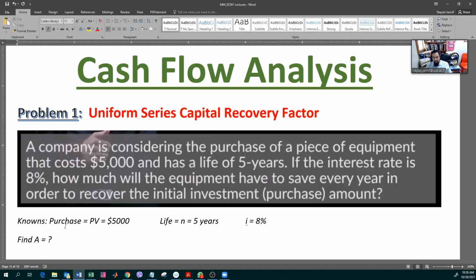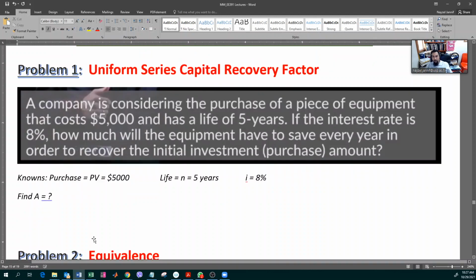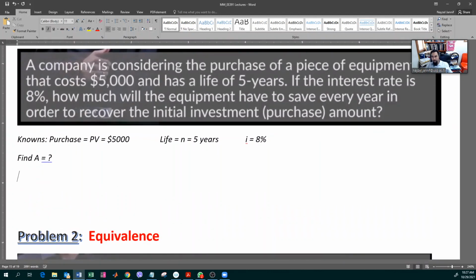Yes, we will use A given P. Actually, let's now have a look at this. Let's now draw the cash flow diagram. Let me just try and draw the cash flow diagram for you guys.